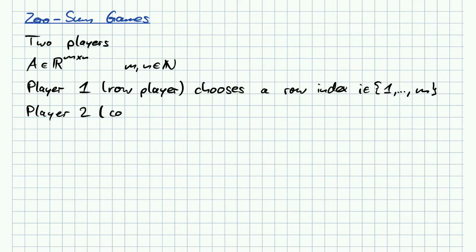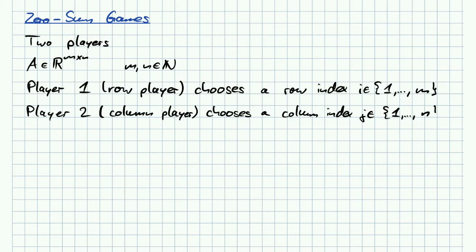And then we have another player, which is the column player. And this player chooses a column index, which we'll write as J. And that is, of course, one of the columns of the table.